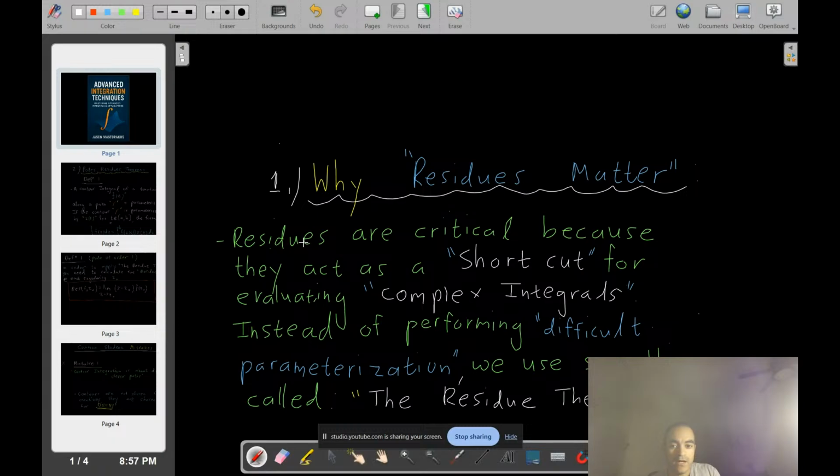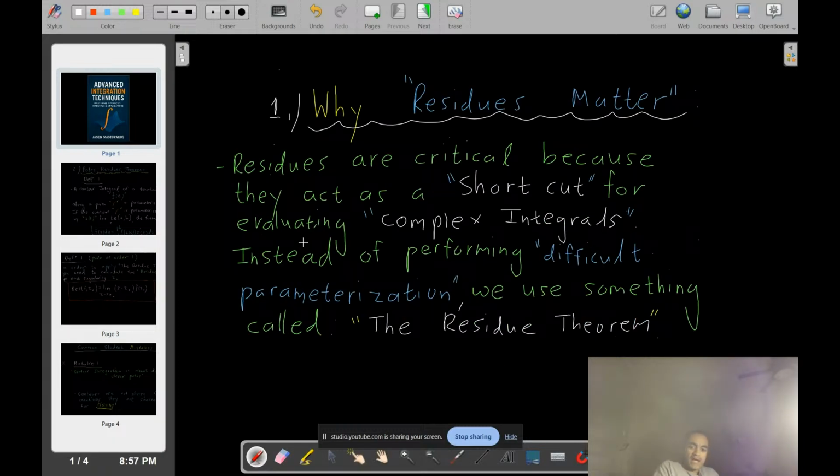Let's continue. So it's not just parameterizations. We use something else that's really important in contour integration, and that's called the residue theorem. This is the most important theorem in contour integration. I need to highlight it. That's how important this thing is. Let me highlight it in red. The residue theorem. I'm highlighting this phrase here because it's so important.